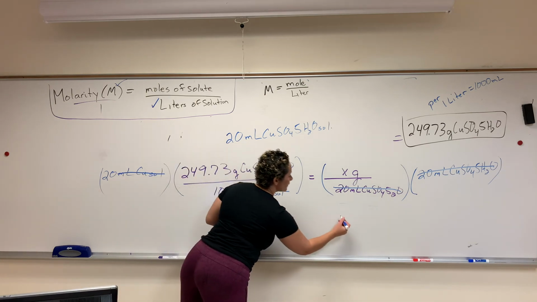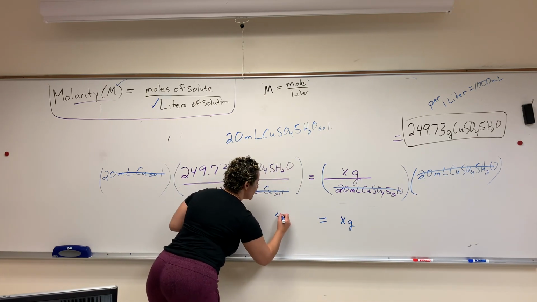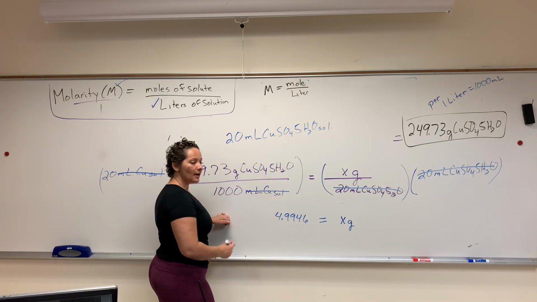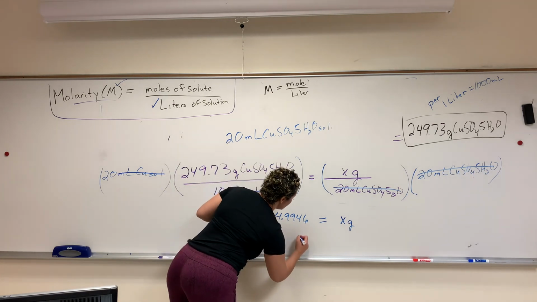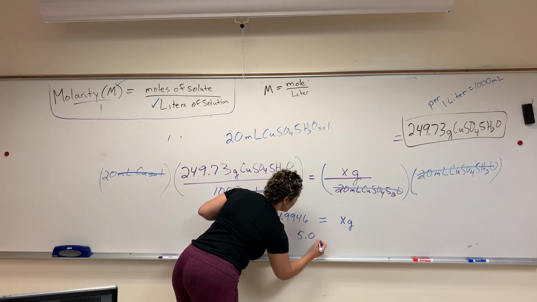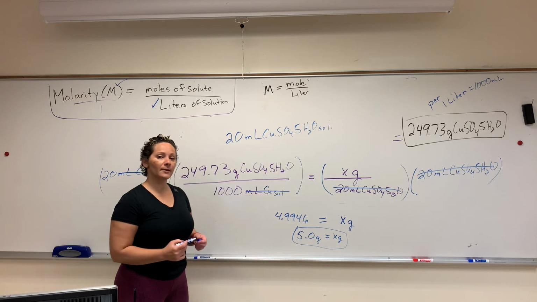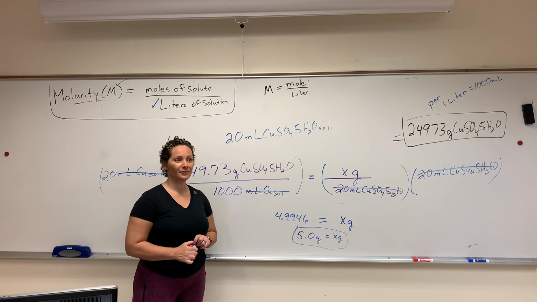So X grams equals 4.9946. And because of some of the skills we have, I told you to go ahead and put 5.0. 5.0 grams equals X amount of grams. That's how we figured out how many grams we were going to put in our copper sulfate pentahydrate solution.